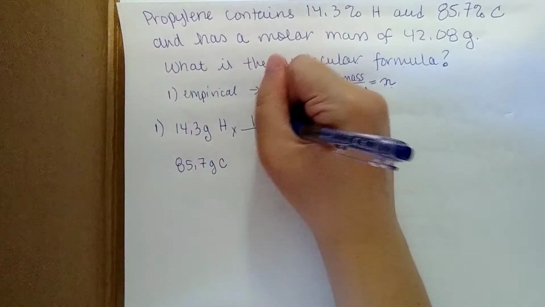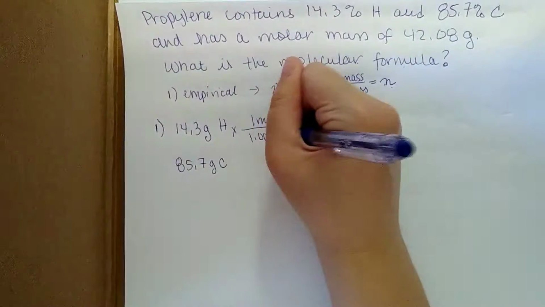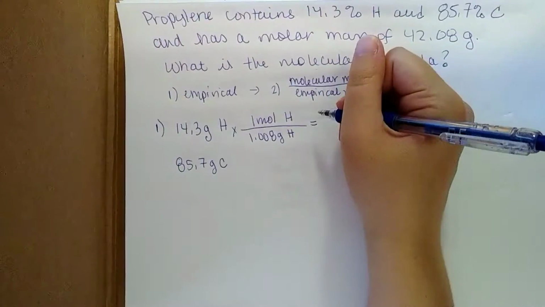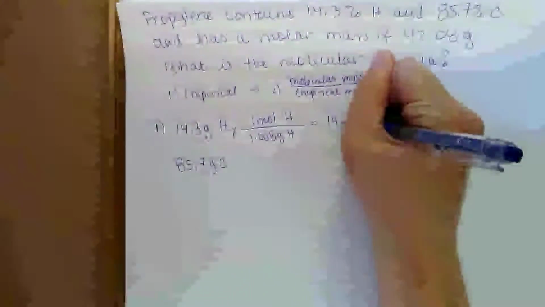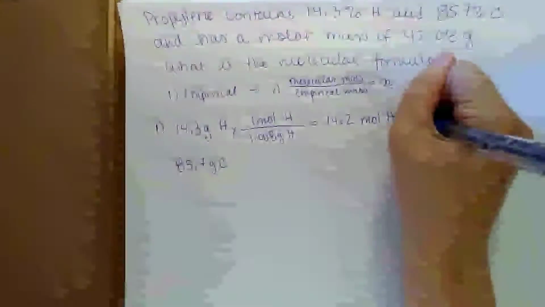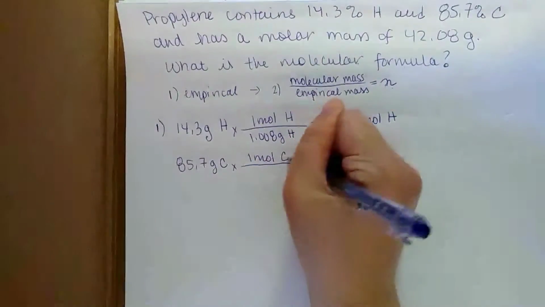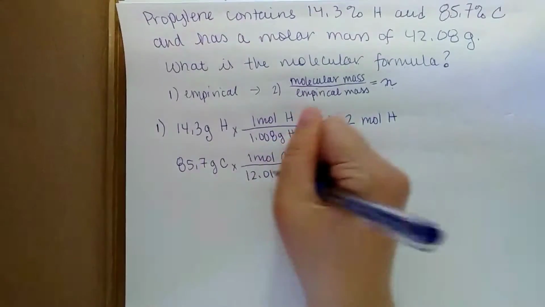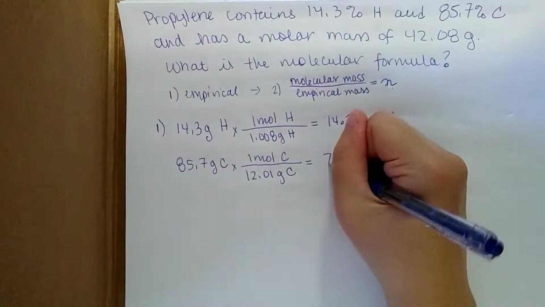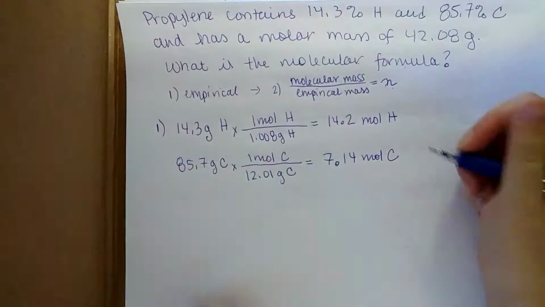So let's come up with our conversion factors. We know for every 1 mole of hydrogen, there's 1.008 grams of hydrogen. If we multiply this across, we're looking at about 14.2 moles of hydrogen. Let's do the same thing for carbon. Every 1 mole of carbon has 12.01 grams of carbon, and by multiplying this across, we're going to get 7.14 moles of carbon.